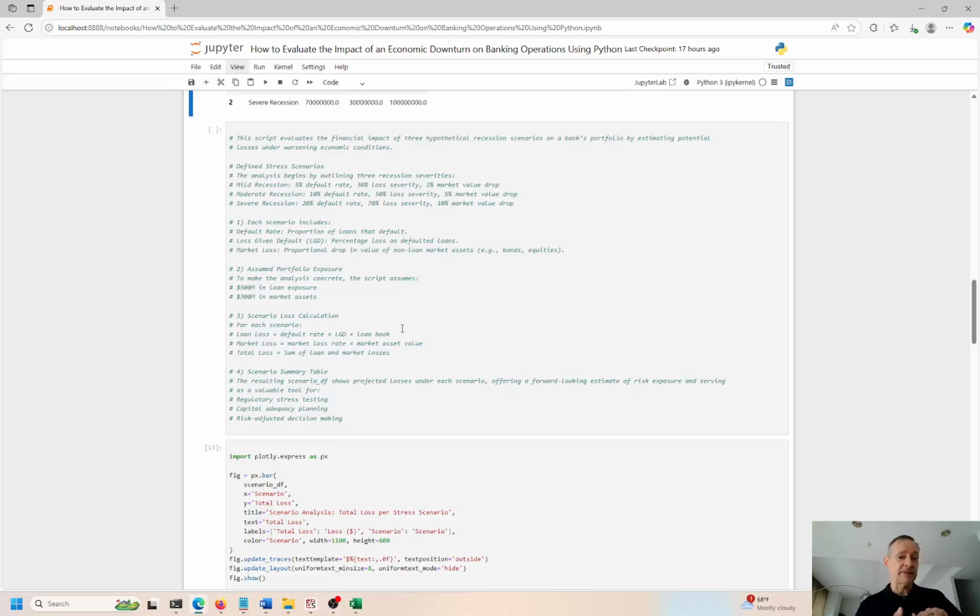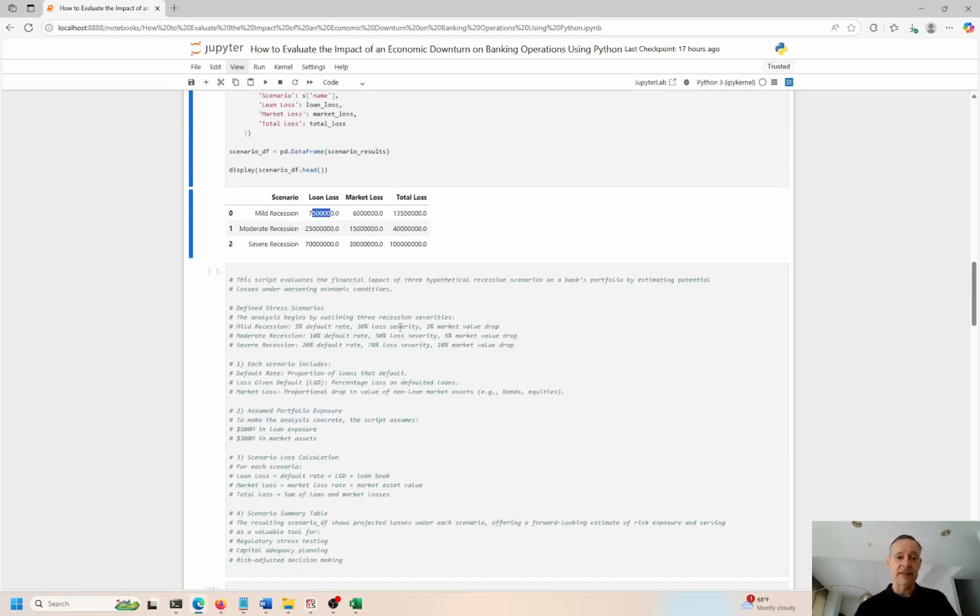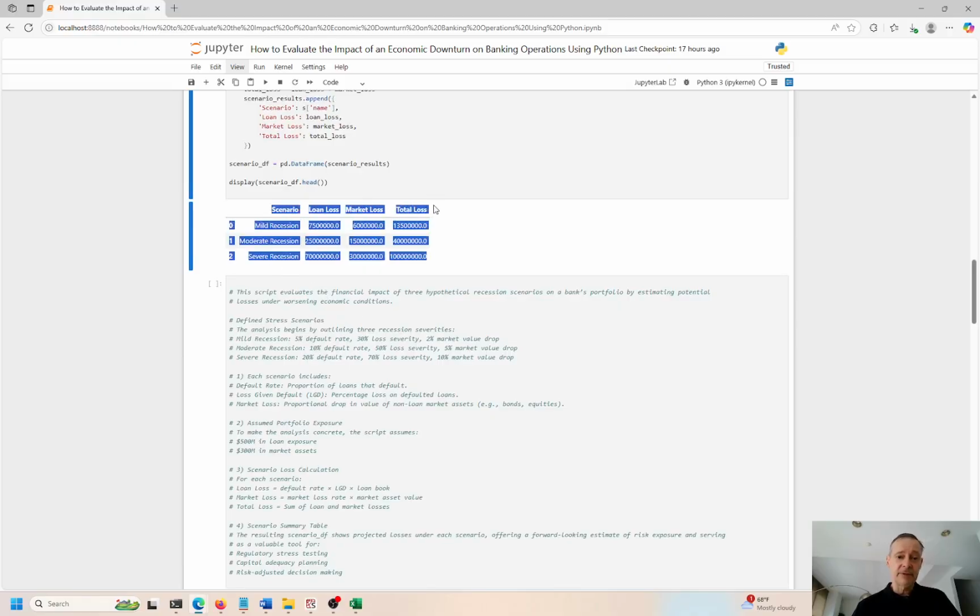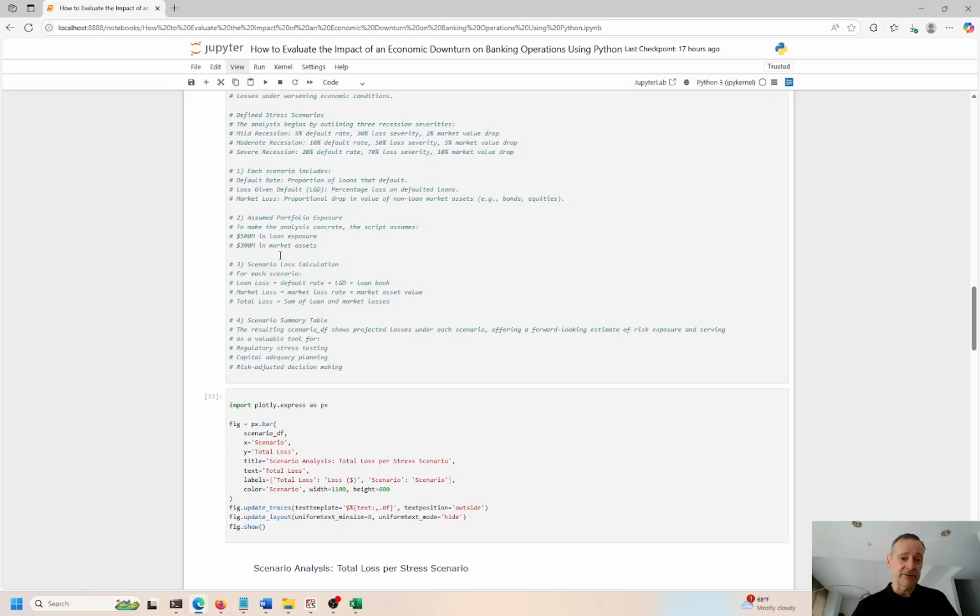I've done other videos on this: probability of default, loss given default, exposure at default. How does this all play out? It's pretty complicated, but it's not that complicated. We can still quantify it. We can still understand it. And then we have a scenario summary table. That's what I just showed you right here. So we have the scenario, the loan loss, the market loss, and then the total loss under different outcomes. This is mild, this is moderate, and this is a severe recession.